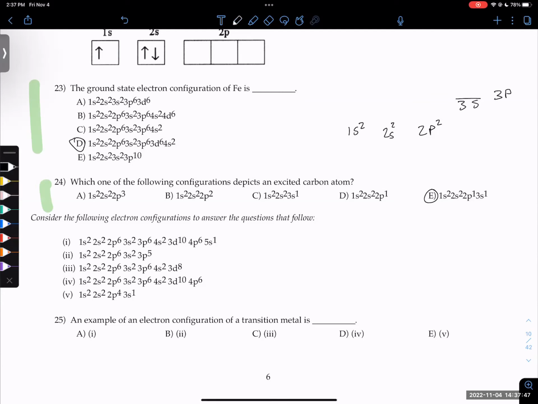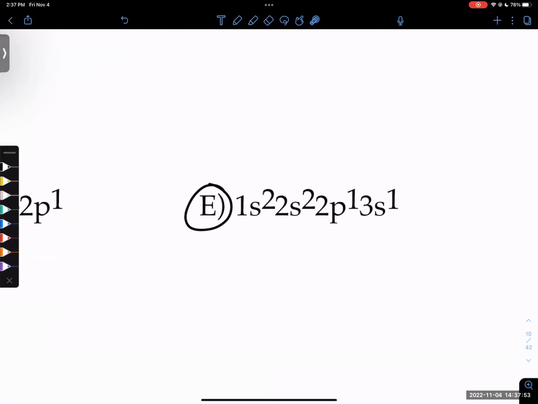And how do we know it's a carbon atom? Because this is showing the amount. If you look at the valence electrons, it would be 2 for the 2s subshell, 1 for the 2p subshell, and then 1 is still out here. That was the excited one. So it'd be 4 valence electrons in that case.